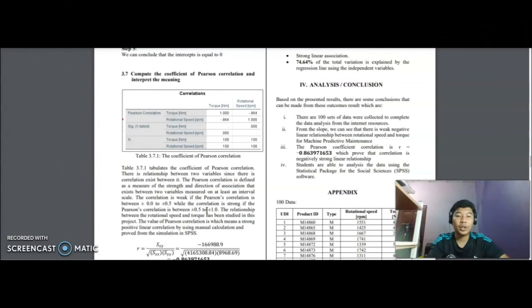As the conclusion, there are 100 sets of data we collected to complete the data analysis from internet resources. From the slope, we can see that there is a weak negative linear relationship between the rotational speed and torque for machine predictive maintenance. For the Pearson correlation coefficient, R is equal to negative 0.863971653, which proves that the correlation is a negatively strong linear relationship. So students are able to analyze the data using the Statistical Package for the Social Sciences, SPSS software.